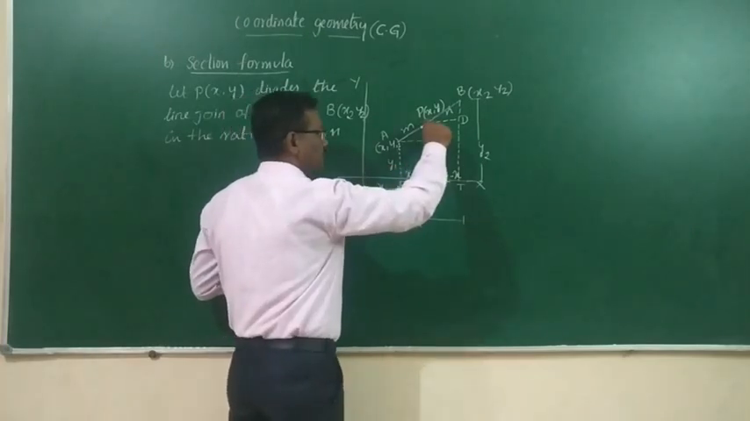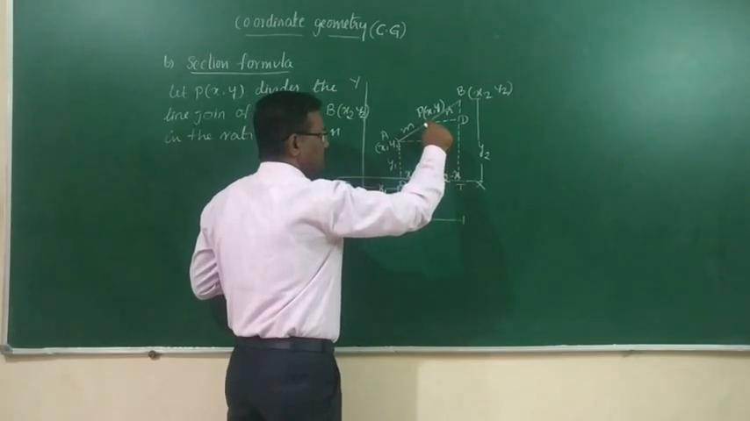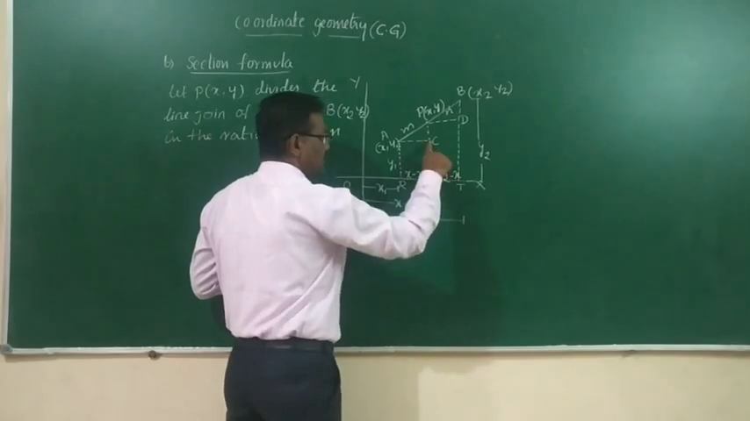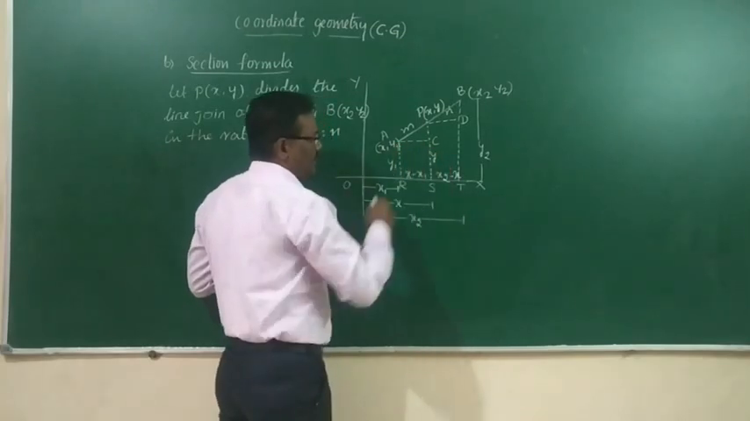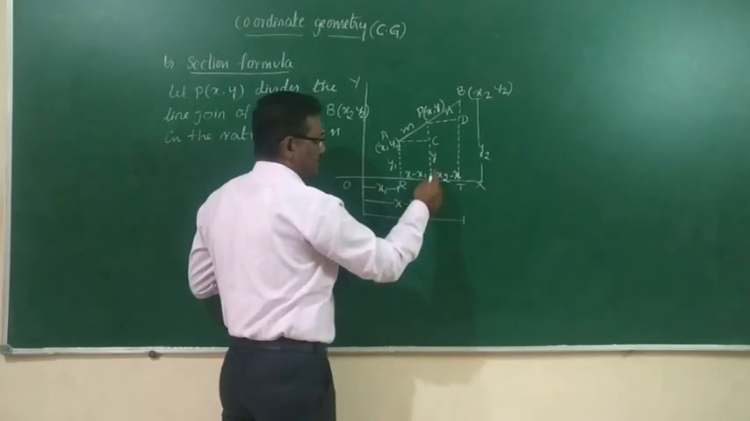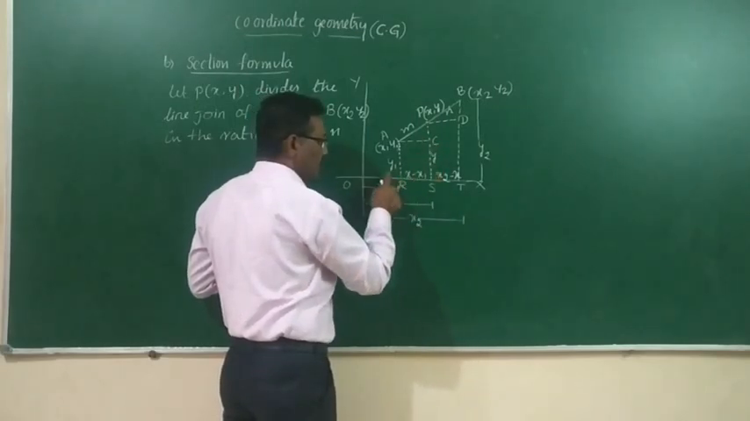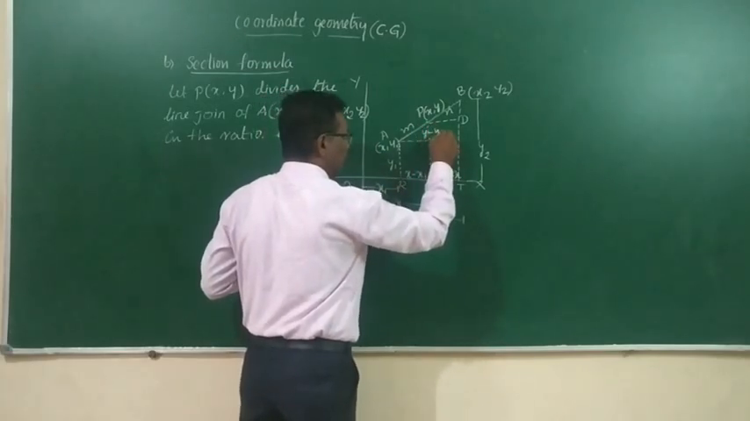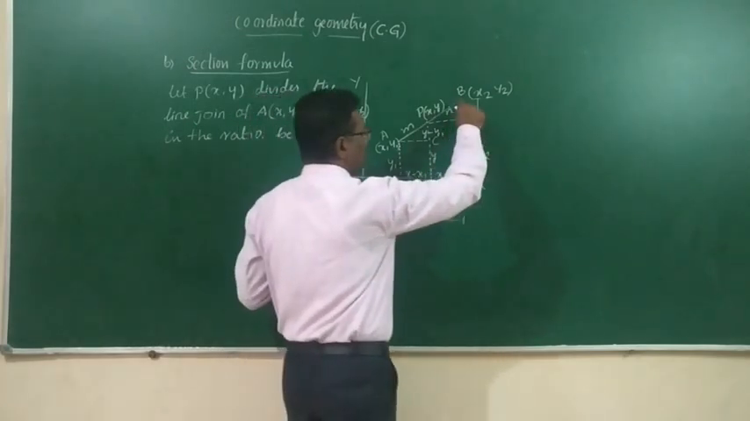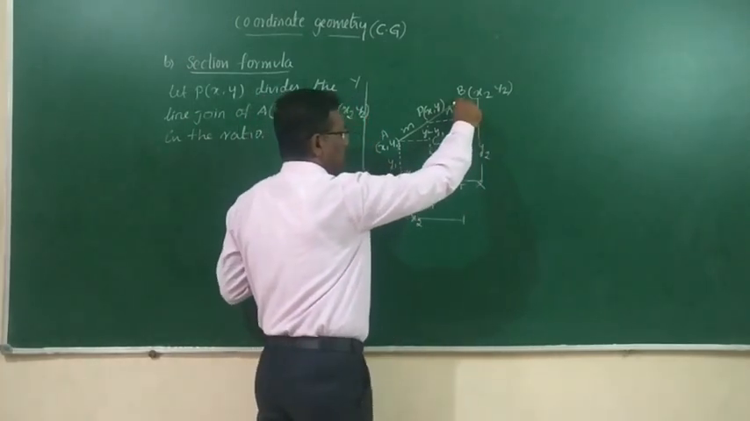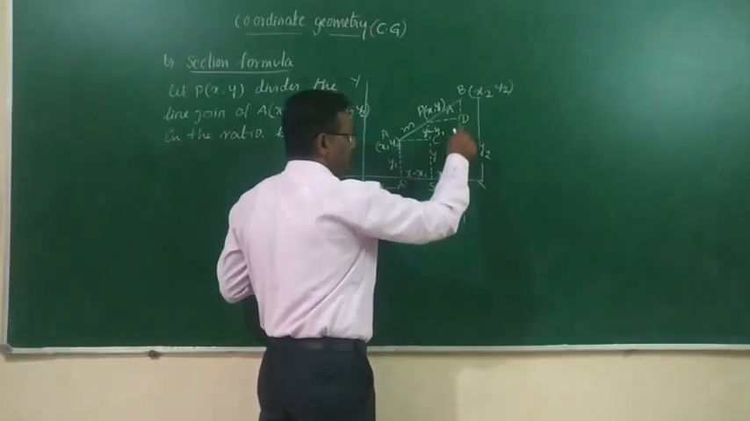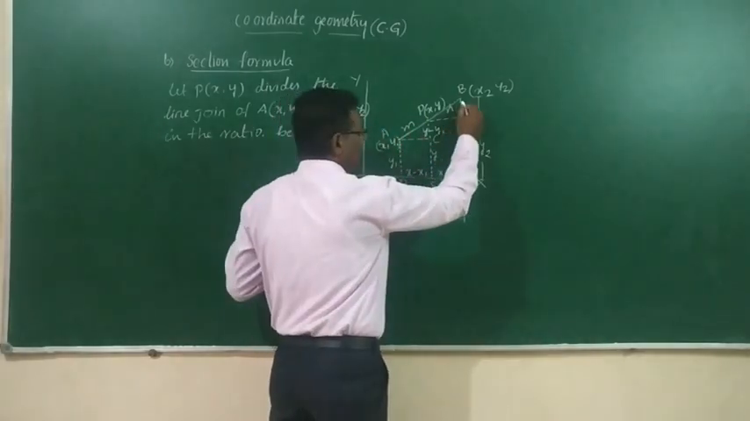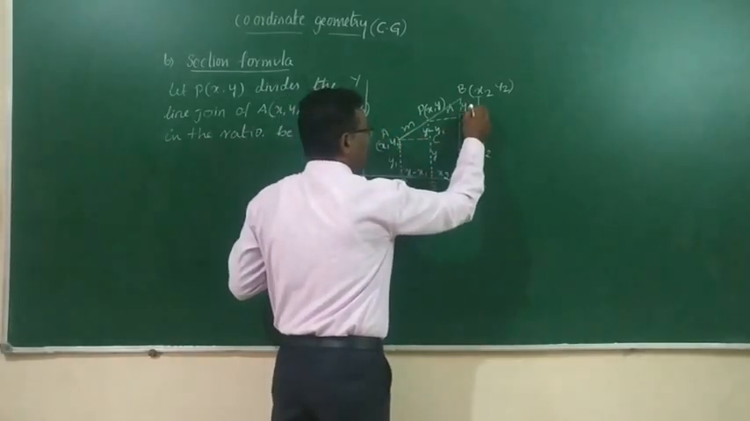Therefore, what do we get? PC. PC is nothing but PS minus CS. CS is equal to AR. Therefore, PS is y, CS is y1. So PC is nothing but y minus y1. Yes, here BD length is BT minus DT. DT is equal to PS. Therefore, this will be y2 minus y.